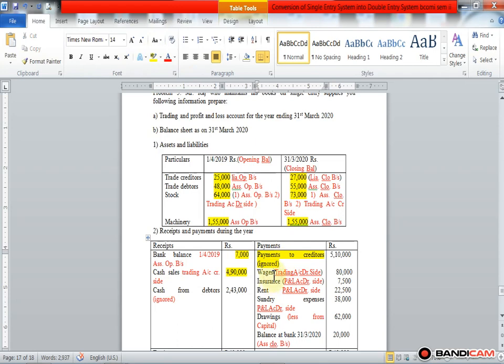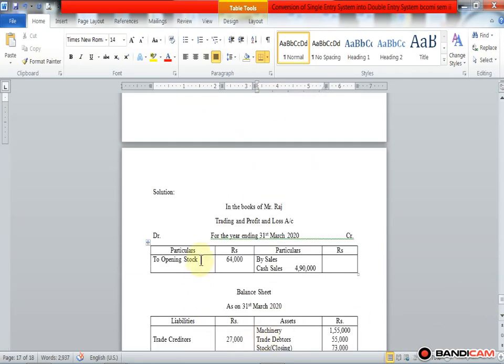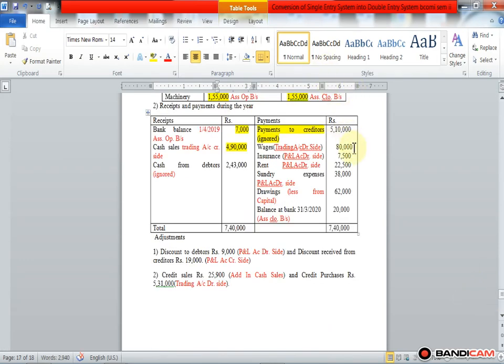Wages is a direct expense, transferred to the trading account debit side. To wages, we leave one line empty because in the empty line we write purchases. We go through the sequence of the items: opening stock, then purchases, less purchase return, then wages, then other direct expenses. So wages amounted to rupees 80,000.